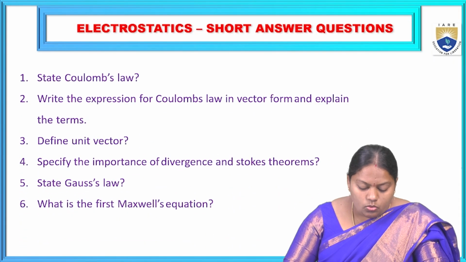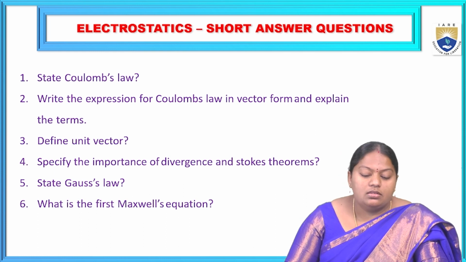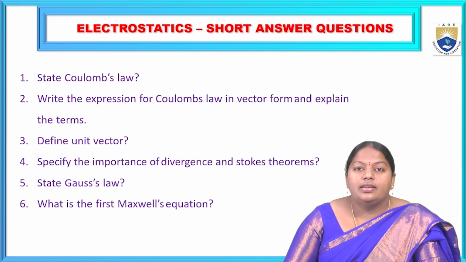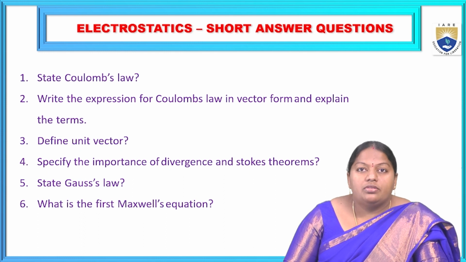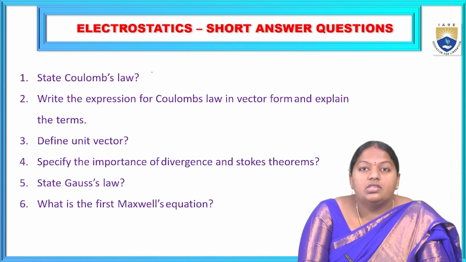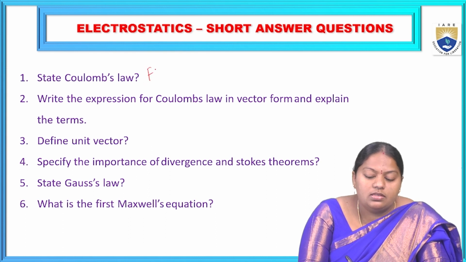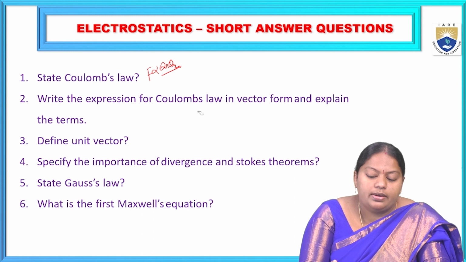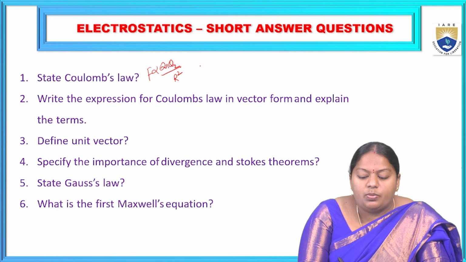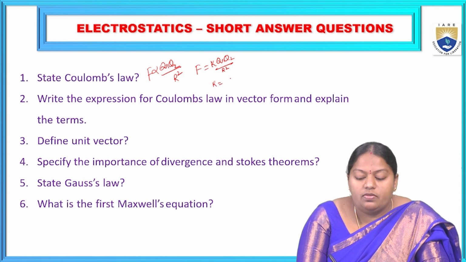State Coulomb's law. Coulomb's law states that the force between two stationary charges is directly proportional to the product of those two charges and is inversely proportional to the square of the distance between those two. That is given by Q1 Q2 by R square, where the proportionality constant is replaced by K, so F is equal to K into Q1 Q2 by R square, where the proportionality constant K is given by 1 by 4 pi epsilon naught.